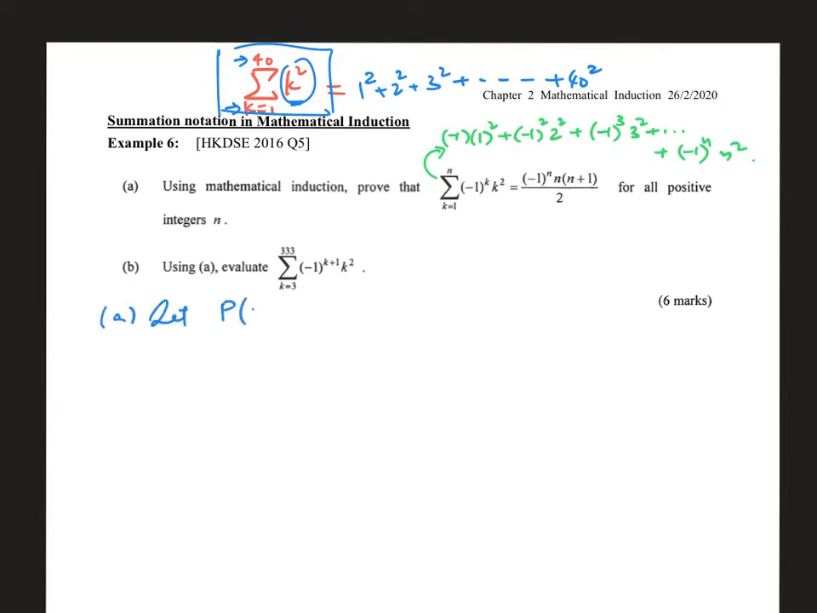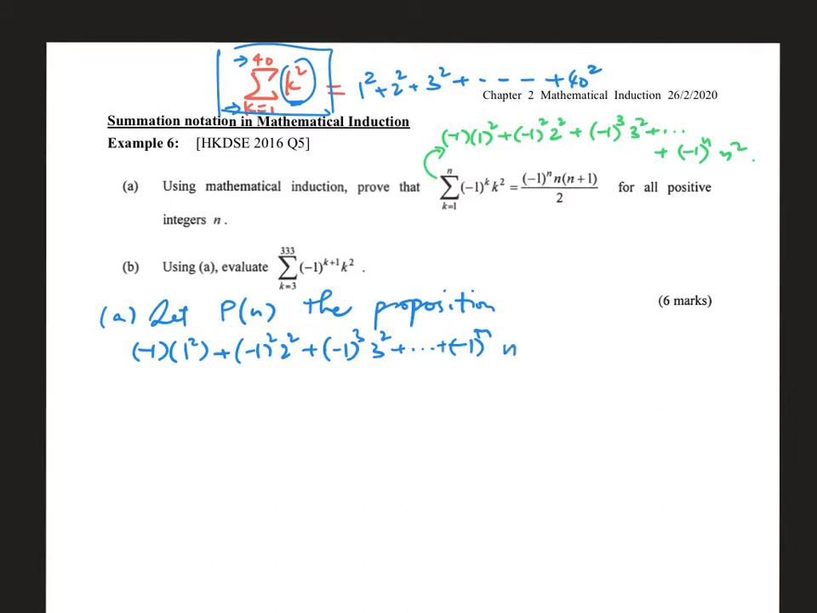Now let's start part A together, and I will say let Pn be the proposition. But this time I prefer to write down the things clearly because the question itself is in summation sign. That's why I duplicate the terms I wrote in green onto my answer. 3 square until minus 1 to the power n, and then n square, which is equal to minus 1 to the power n, and then n plus 1 over 2.